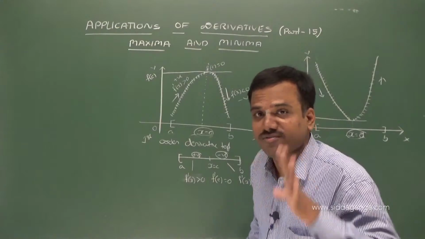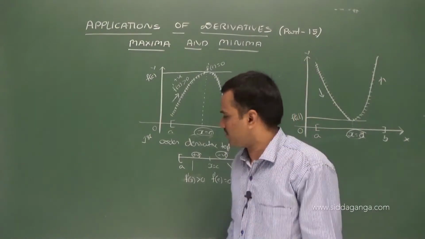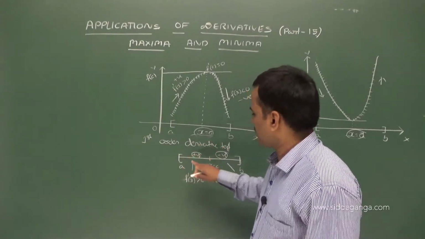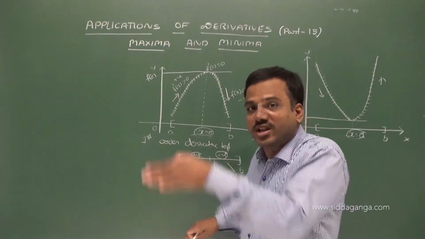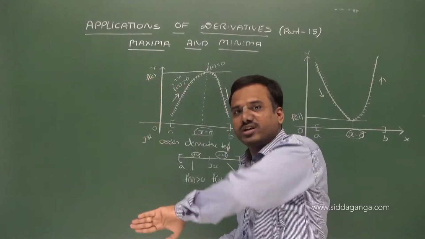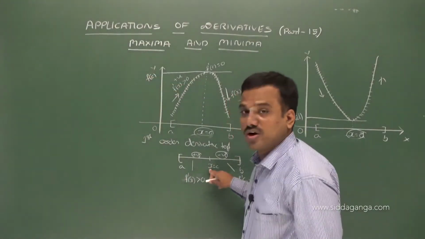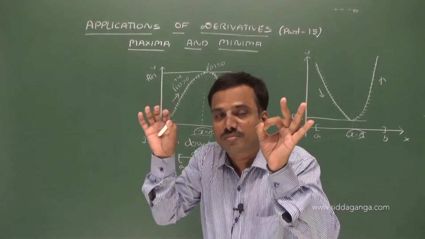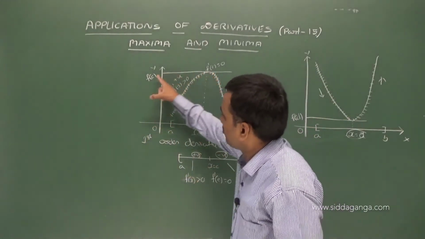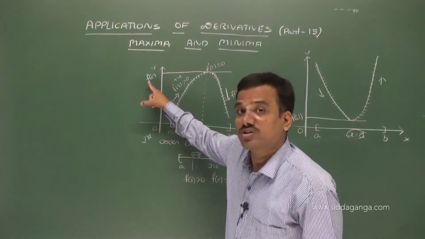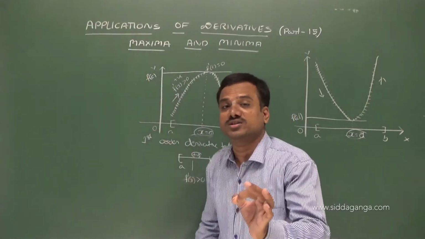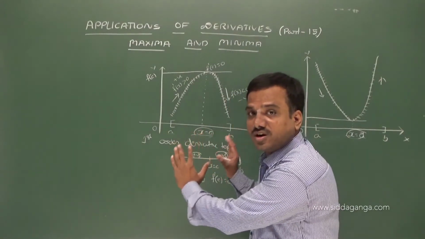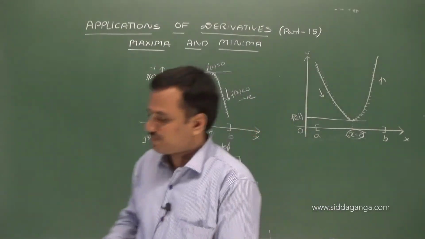Point of inflection. What we discussed: the function is increasing from positive to negative, then the tangent is parallel to the x-axis, then it is decreasing. This point we call the point of maxima. And f of c, we call it the maximum value. This is the first order derivative test.